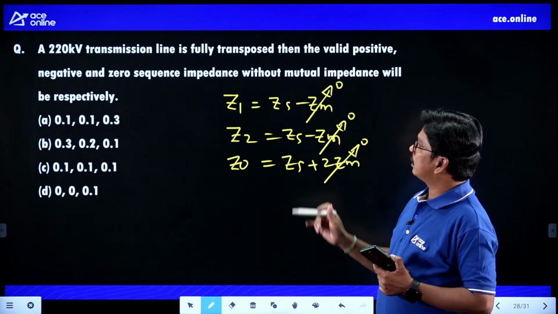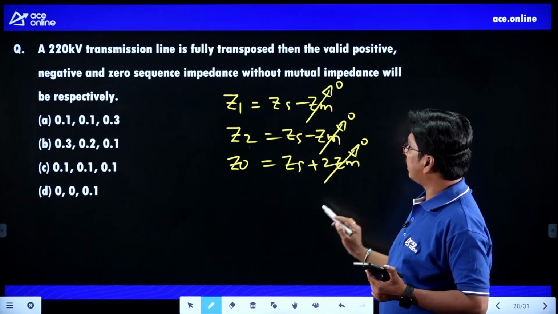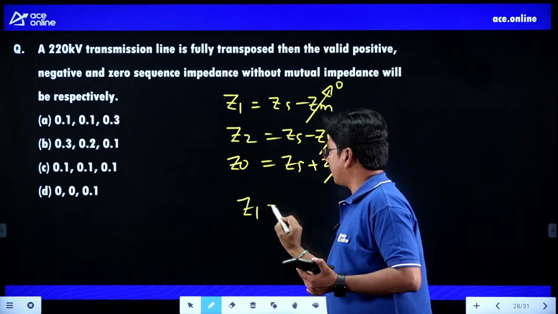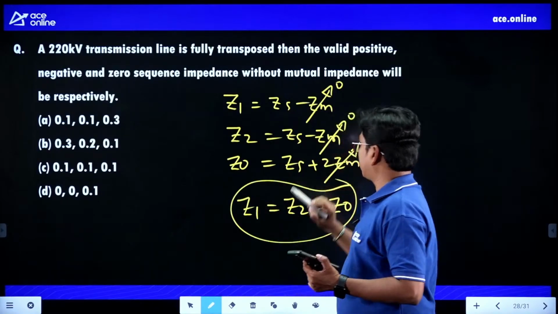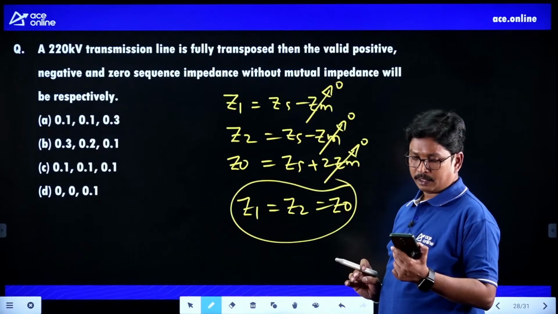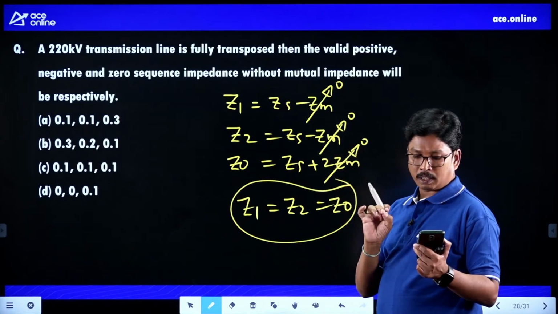When Zm is 0, the network does not have any mutual impedances. When mutual impedances are not there, Z1, Z2, Z0, all are the same. Z1 is equivalent to Z2 is equivalent to Z0. All are the same. Please check it. A small mistake will lose you 1 mark.